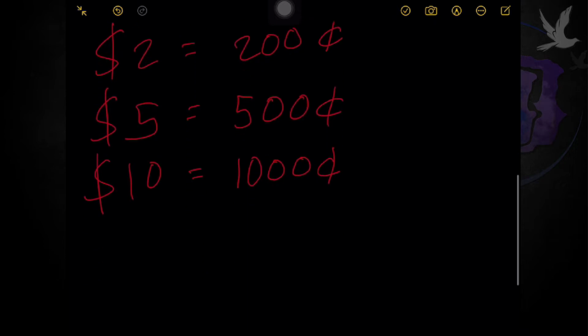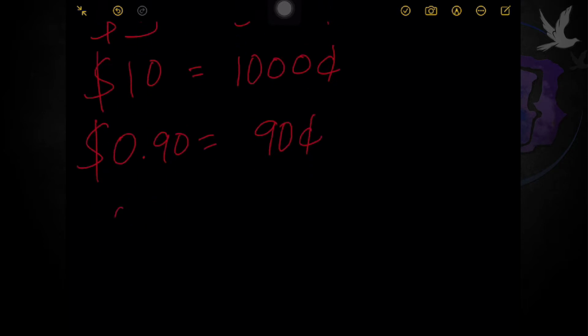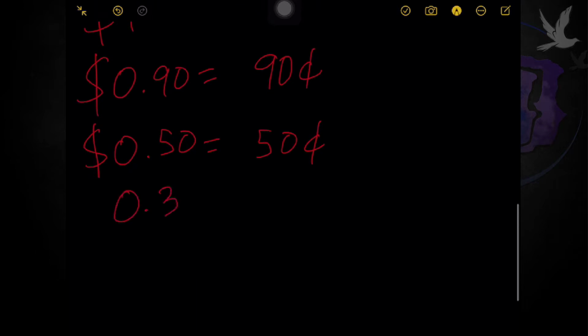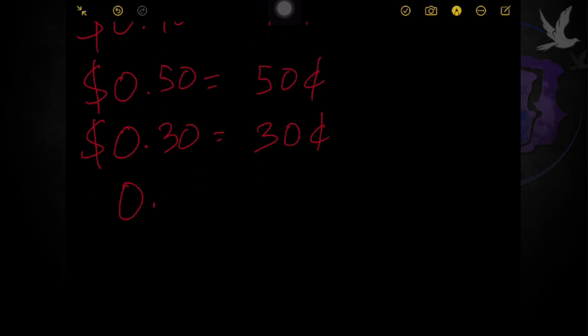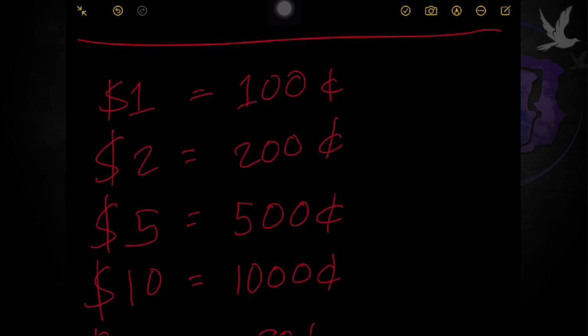Smaller than $1, if you have 0.90 dollars, this will give you an equivalent of 90 cents. What if you have 0.50 dollars? This will give you 50 cents. What if you have 0.30 dollars? This will give you 30 cents. What if it's 0.10 dollars? This will give you 10 cents. Now, Teacher Mark, what if we have 0.05 dollars? This will give you 5 cents. I hope that you get the logic there.